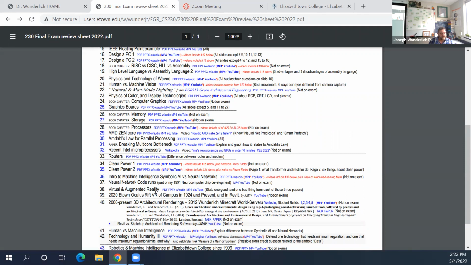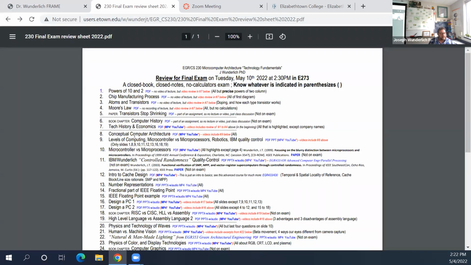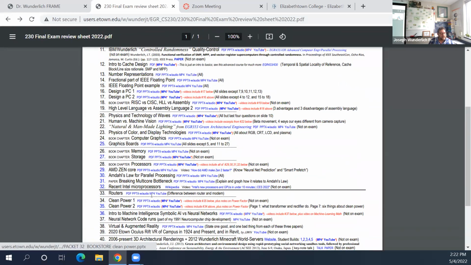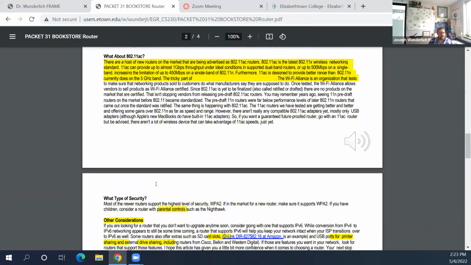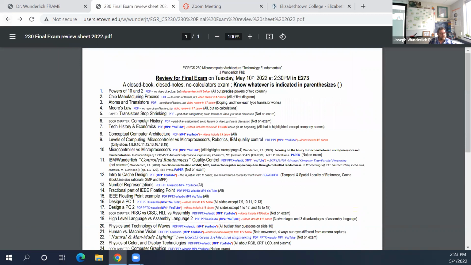Program execution. Recent, it's just a Wikipedia page of processors. You don't have to memorize all that. Then we're down here, routers. Know the difference between a router and a modem. Don't memorize the details of all this, but you should know what a router is and what a modem is. Basic idea.